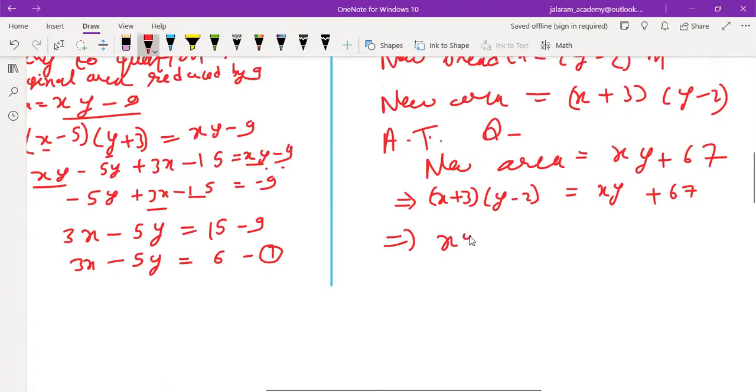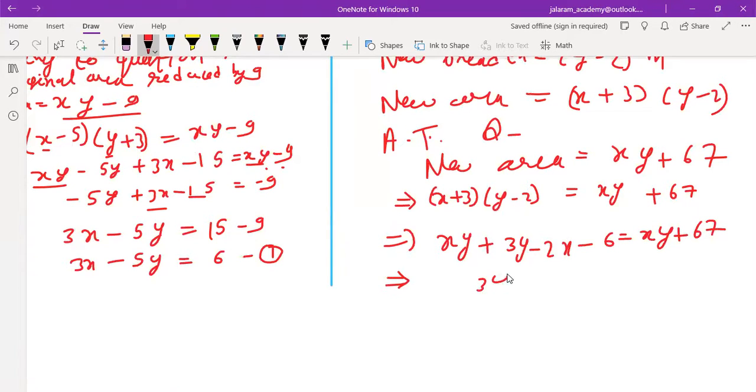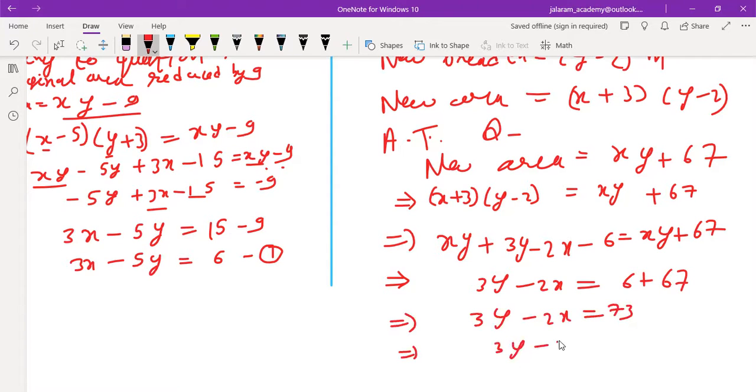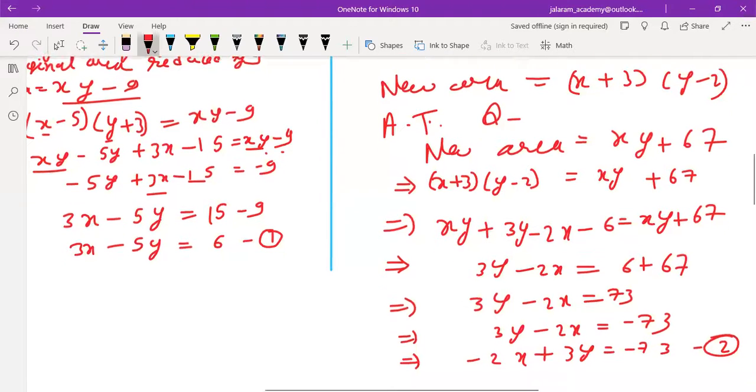On opening the bracket, xy plus 3y minus 2x minus 6 equals xy plus 67. xy cancels out. 3y minus 2x equals 6 transferred to the left-hand side gives 6 plus 67, so 3y minus 2x equals 73. It implies minus 2x plus 3y equals 73. Write the term with x first, the term with y next, equals minus 73, as equation number 2. And now solve them to get the answer.